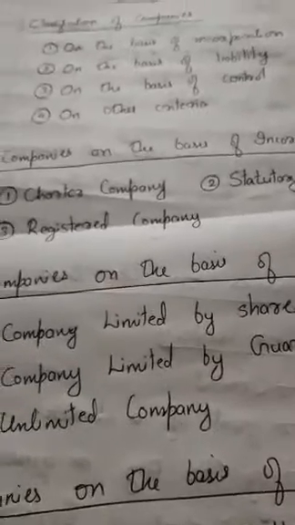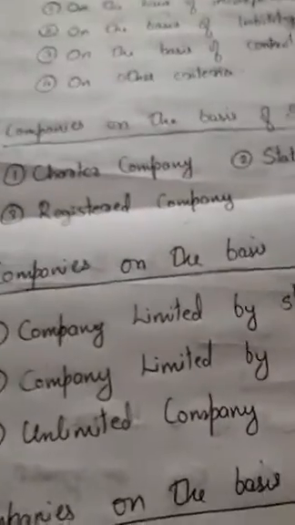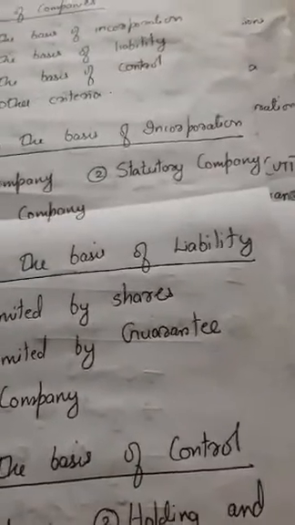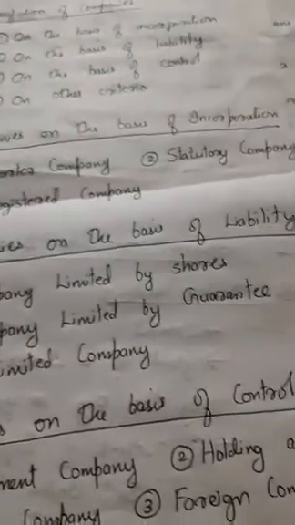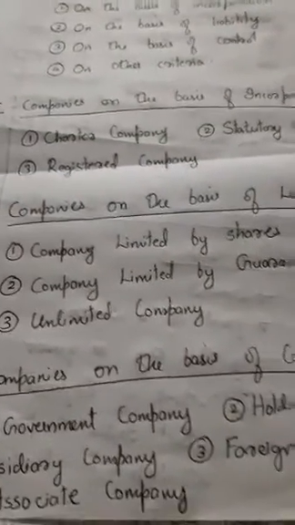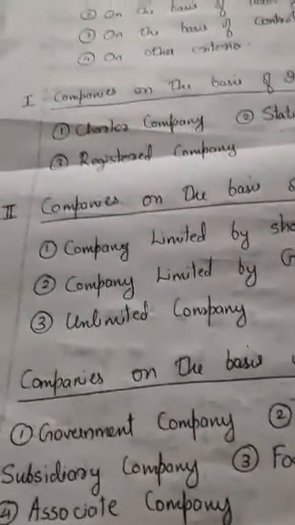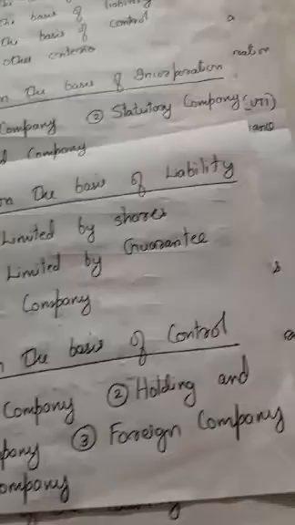Let's begin with how companies are classified on the basis of incorporation. On the basis of incorporation, a company is classified as charter company, statutory company, and registered company. On the basis of liability, a company is classified as company limited by shares, company limited by guarantee, and unlimited company. And on the basis of control, how is a company classified? On the basis of control, a company is classified as government company, holding and subsidiary company, foreign company, and associate company.